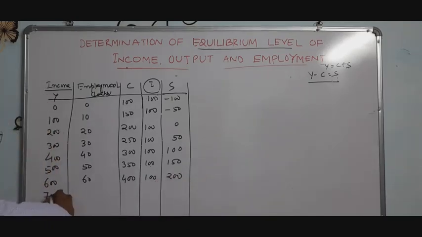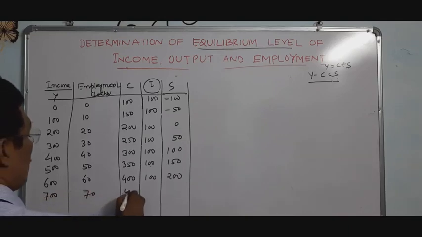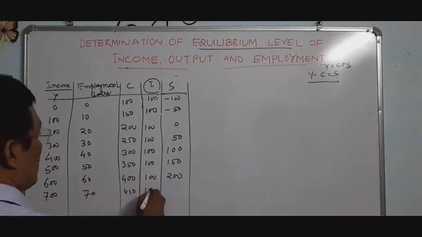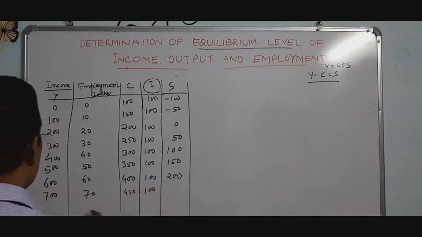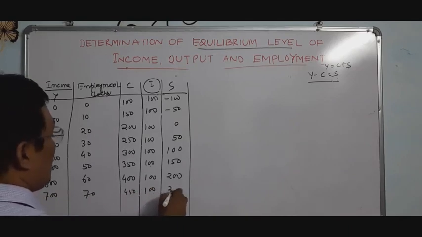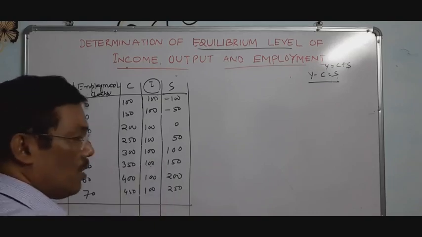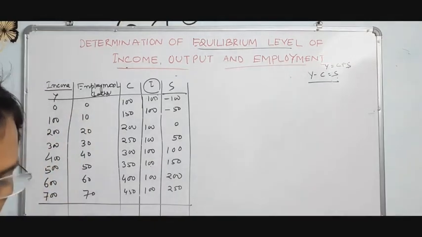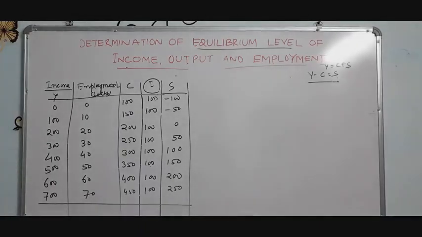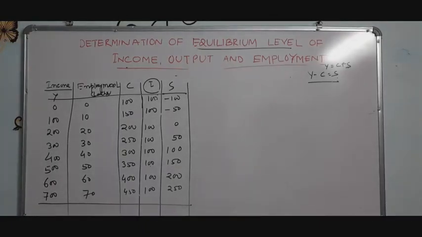Similarly, if income increases to 700 crore rupees, with 70 lakh employment, consumption will be 450. The investment will remain the same and saving will be 250. These are the numerical data which I have given here, and they are imaginary data.